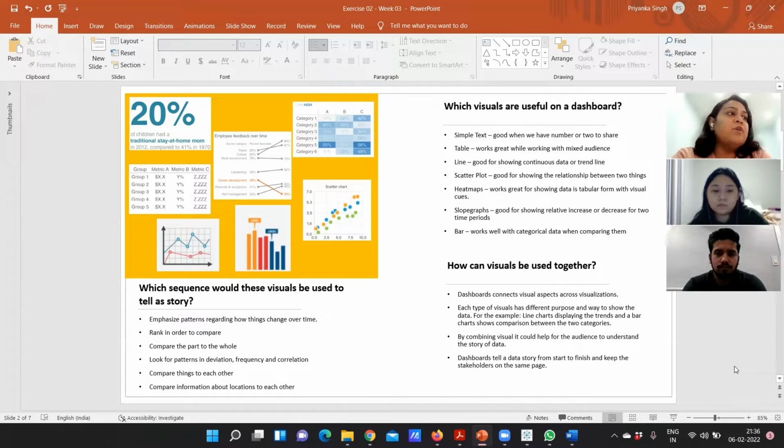The third question was which sequence would these visuals be used in to tell a story? So first of all, we have to emphasize patterns regarding how things change over time, a trend chart or something like that. Then we have to rank the order to compare. Let's say if we want to show which product was sold in the previous month. So the ranking from higher to lower, comparing the part of the whole. So again, we can use a bar chart for the comparison, and look for patterns and deviation, frequency, correlation.